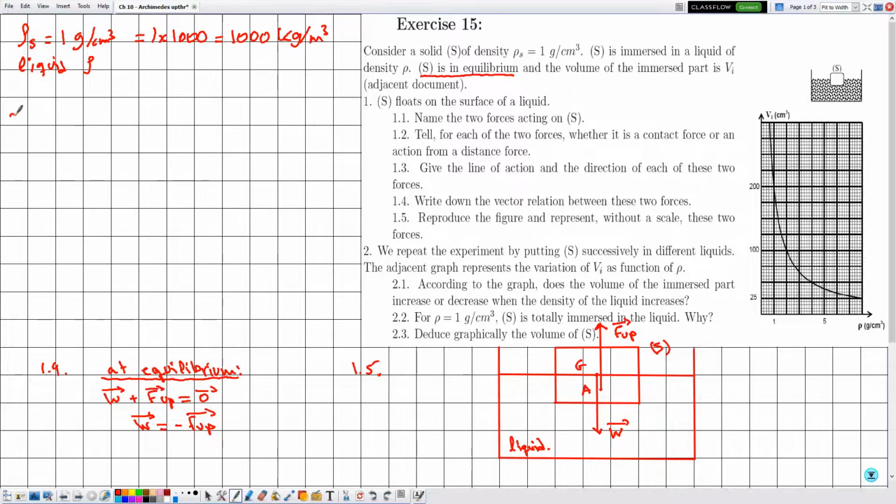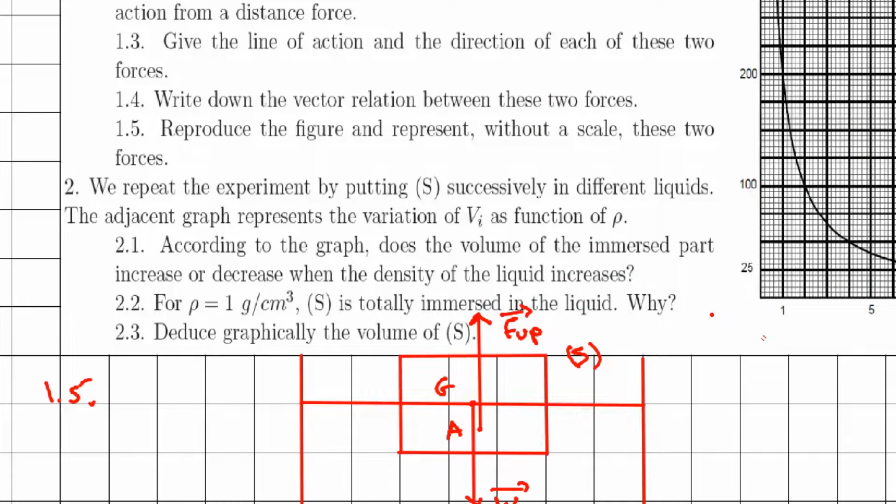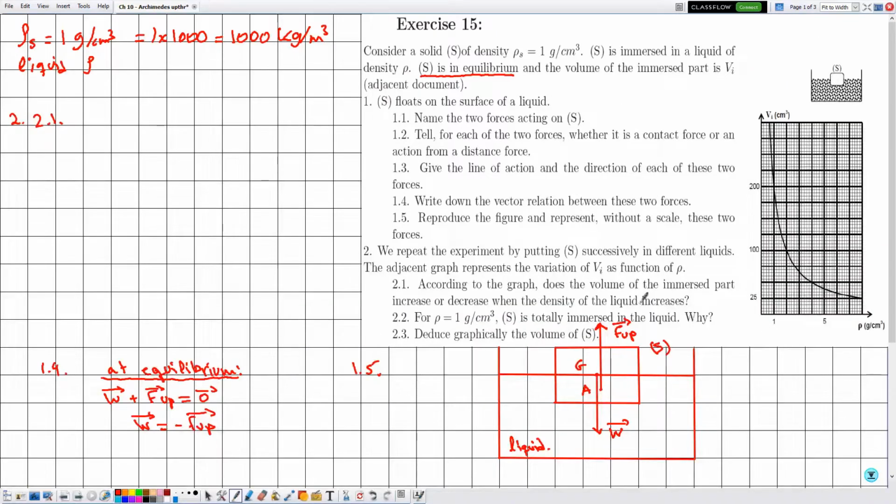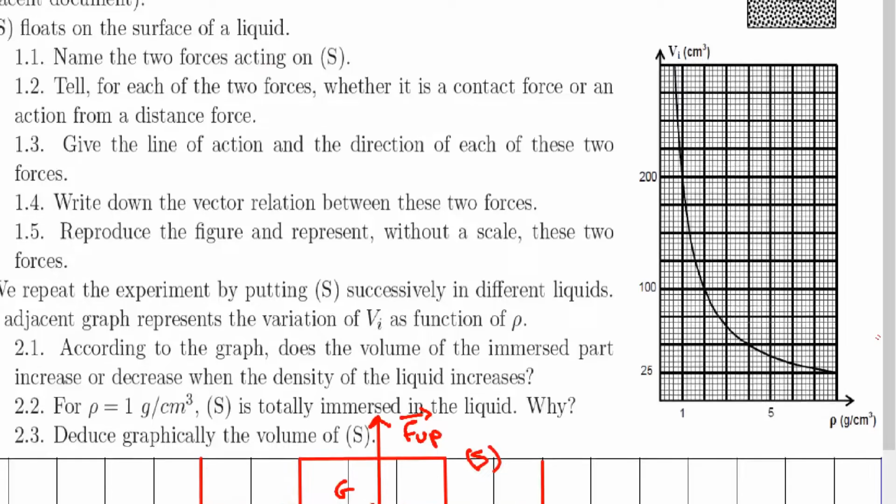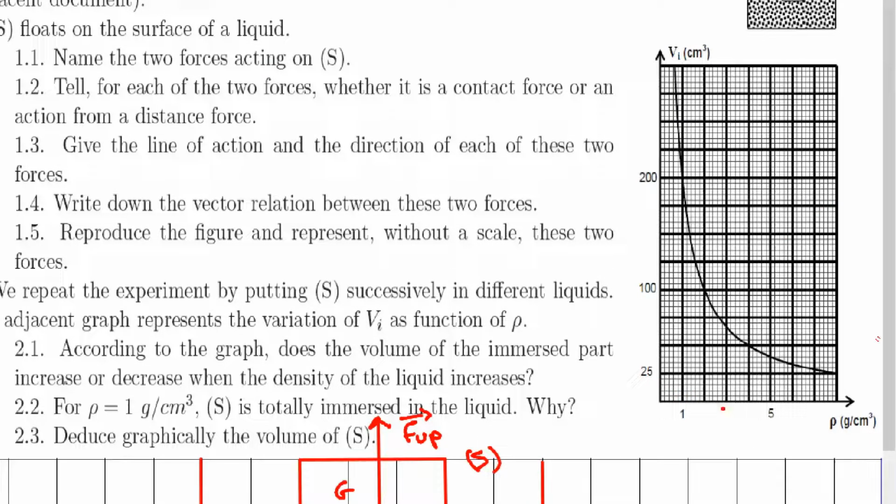So we are in number 2.1. According to the graph, does the volume of the immersed part increase or decrease when the density of the liquid increases? So first, we need to identify how one should read the graph. So they are telling me, as the density of the liquid increases. So this is the density rho, and the values of rho are given by 1, for example here 2, 3, 4 and 5. So this is the increasing value of rho, so we must read the graph like this.